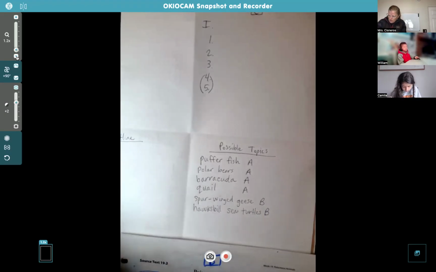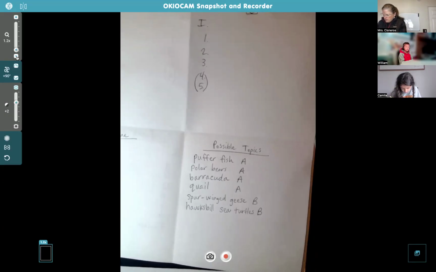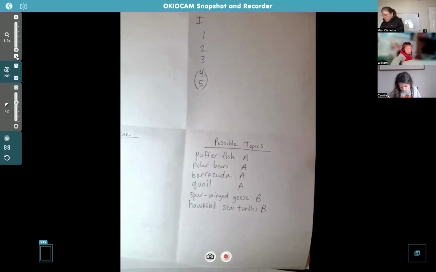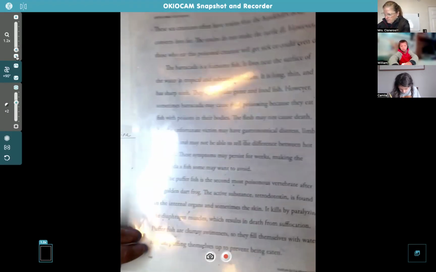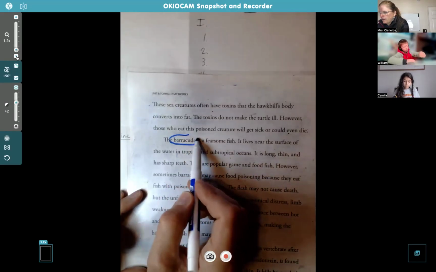Okay, keep going. We're going to go to the back of that page, which is page 166. William, read the first sentence of the next paragraph. Barracuda is a fearsome fish. Okay, so that one's going to be about what? Barracuda. Again, barracuda. So circle barracuda.